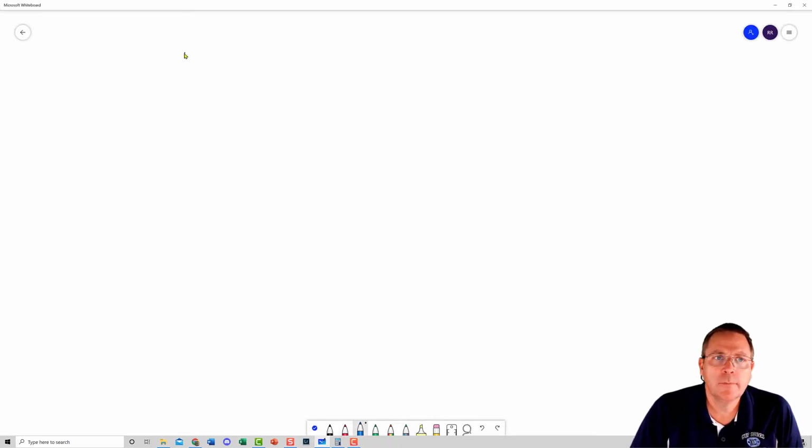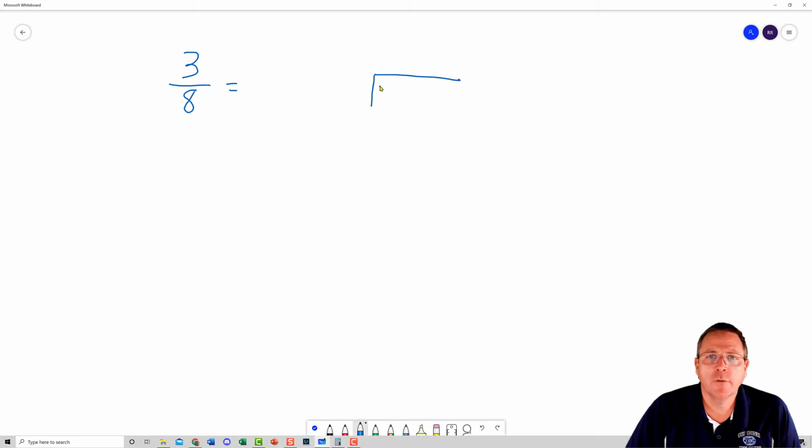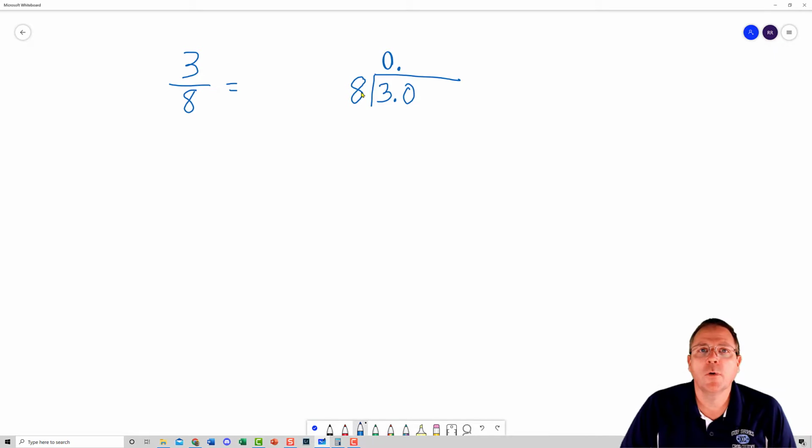Did you get it done? The fraction is 3 over 8, which means we're going to put our first number in the house, just like I've taught you. 3 goes in the house, 8 goes outside the house, 8 goes into 3, 0 times. Annex in your decimal and your 0 with your decimal going up. 8 goes into 30, 3 times, which is 24. That leaves 6 left over. Annex in another 0 and bring it down.